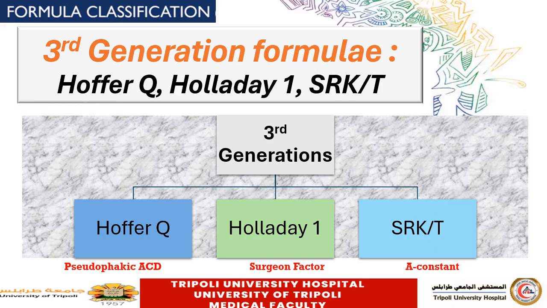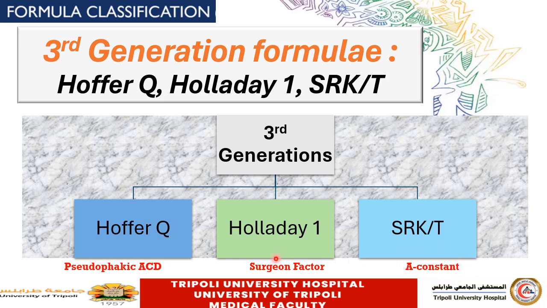Now, the three main types of the third generation formulas are the Hoffer Q formula, the Holladay 1, and the SRK/T. While we're discussing these formulae, you will see that each one of them has a particular constant: for the Hoffer Q it is the pseudophakic AC depth constant, for Holladay 1 it is the surgeon factor, and for the SRK/T it is the A constant.